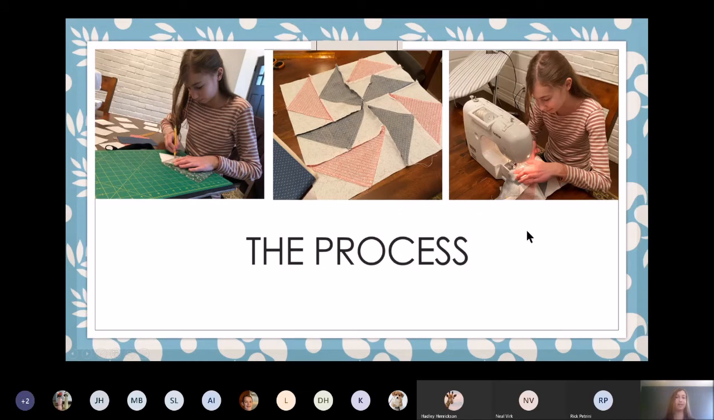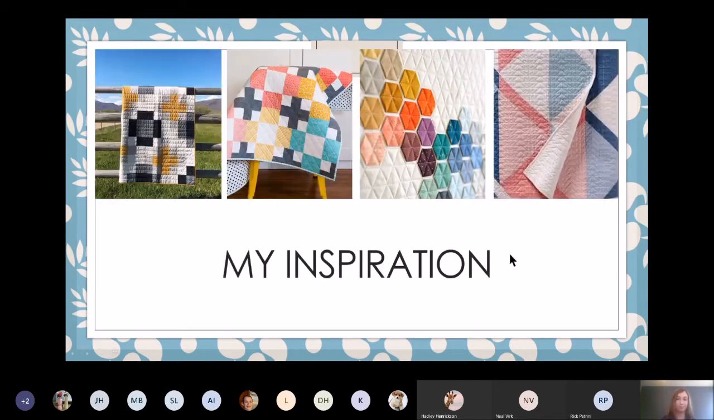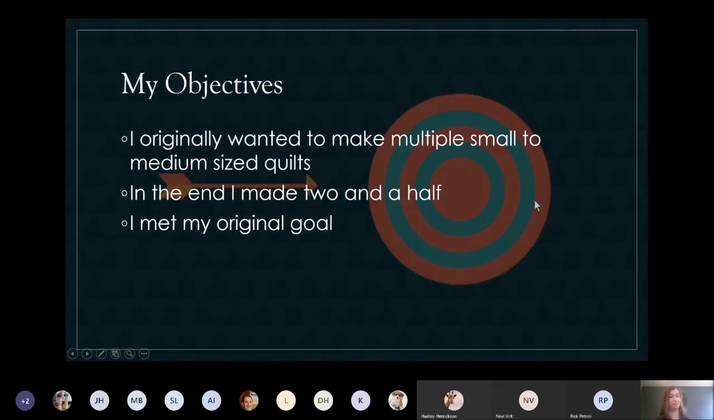So here's some pictures of the process, and quilting is actually a lot different than how I thought. It really requires lots of math and folding and lots of cutting. Like cutting is one of the biggest parts of it. So here are some pictures of the quilts that inspired me. I was really drawn to more modern styles and modern fabrics. My original objective was to make multiple small to medium-sized quilts, and in the end I made 2.5, so I did meet my original goal, but in the middle of my project I did shorten that because of the virus.